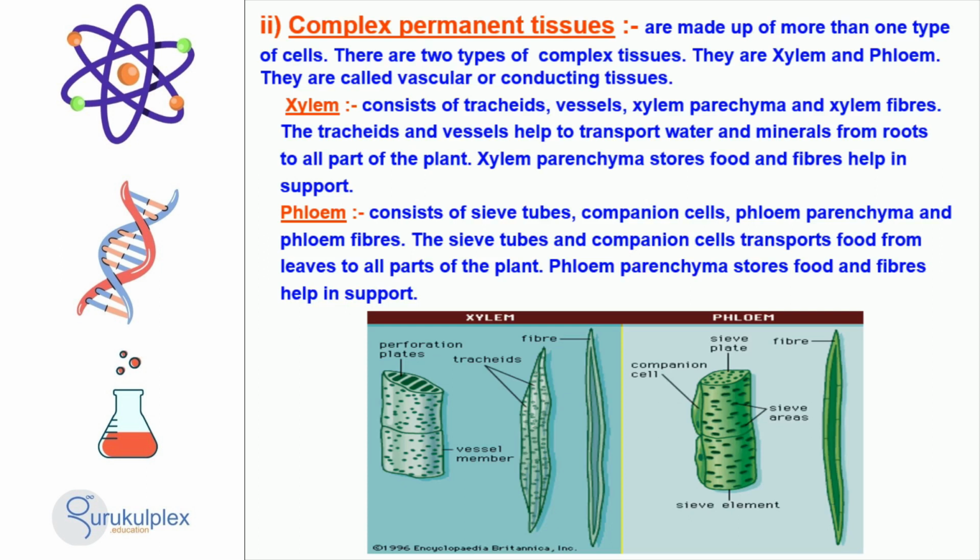Similarly, phloem contains sieve tubes, companion cells, phloem parenchyma and phloem fibers, allowing for the transportation of food from the leaves to all parts of the plant, while also aiding in food storage. Both these complex tissues are integral to the proper functioning of the plant.